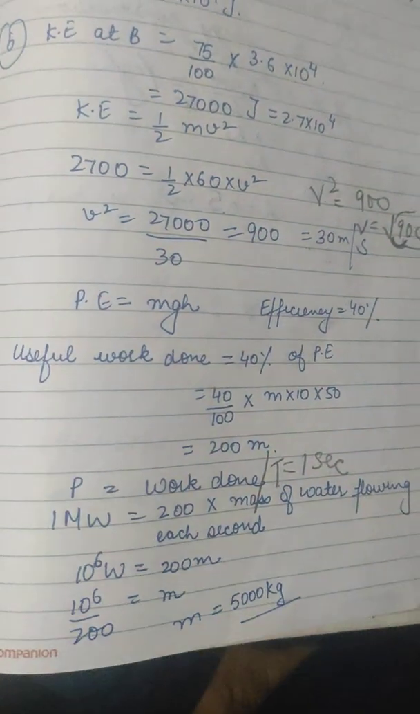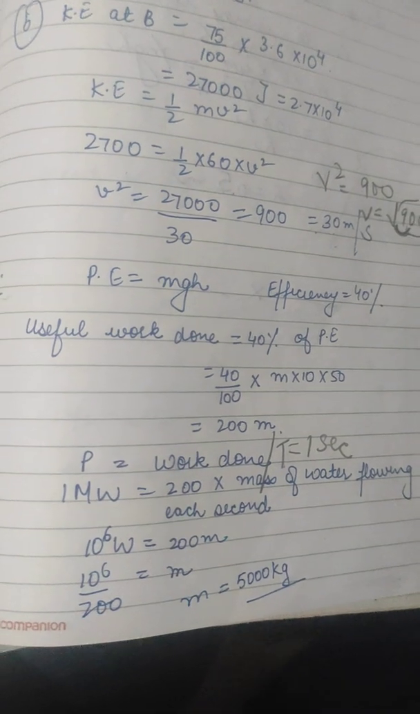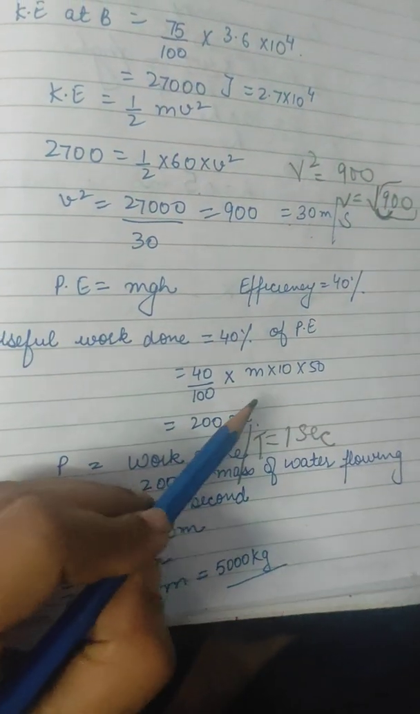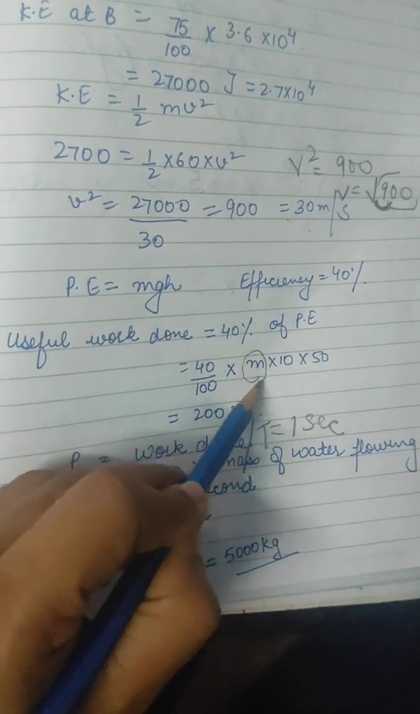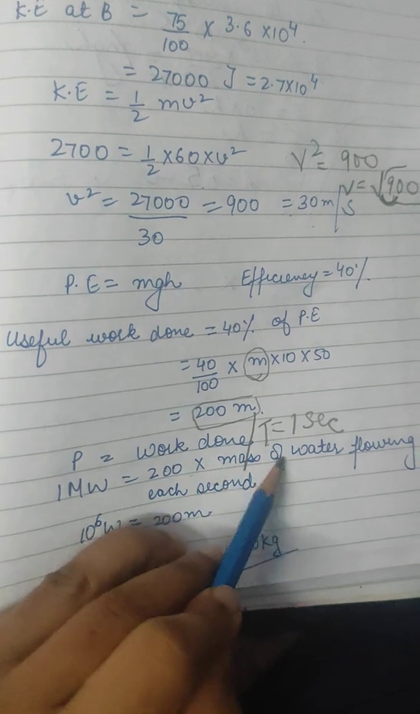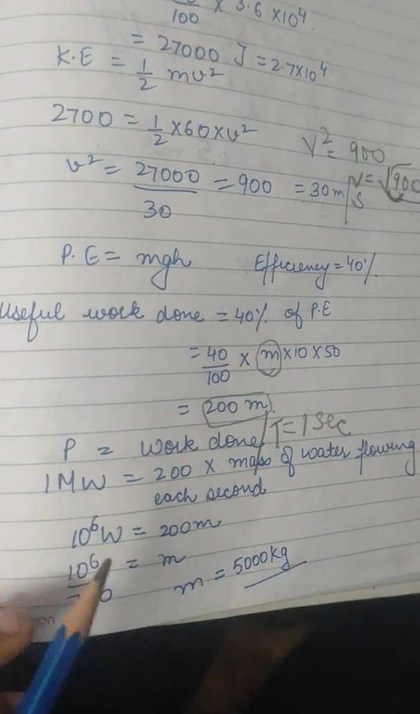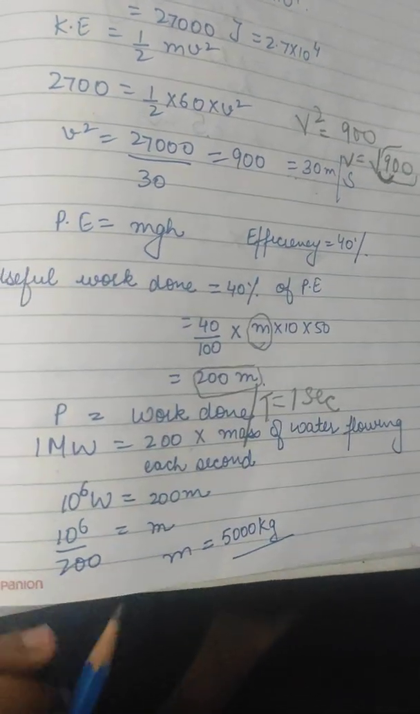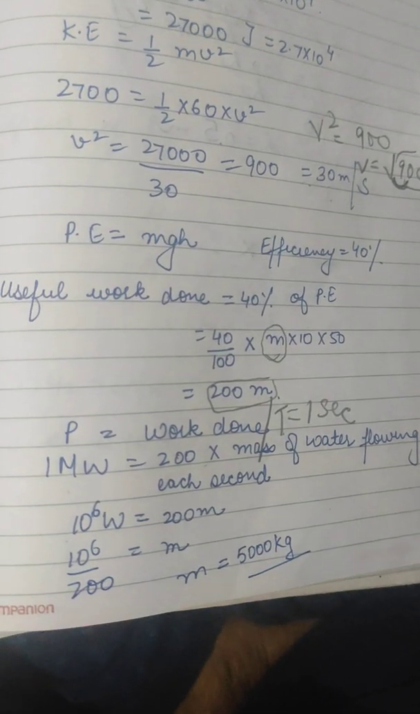So power is actually equal to what? The work done upon time. Power is given to you, 1 megawatt, and here the work done has m, whose value we don't know, that is 200 m. So I directly write here 200 m, which is the mass of the water flowing through each second. So megawatt is 10 raised to power 6 watt, which is equal to 200 m. Putting down the values, you will get the mass as 5000 kg.